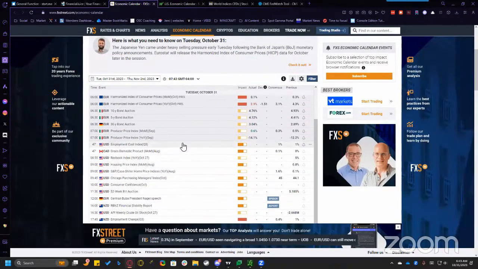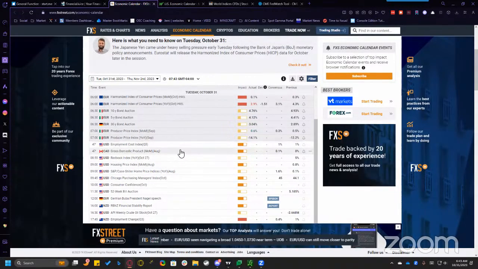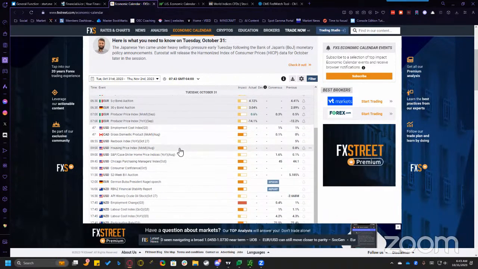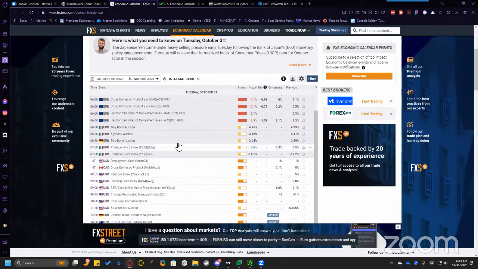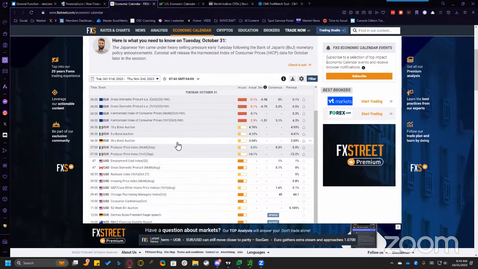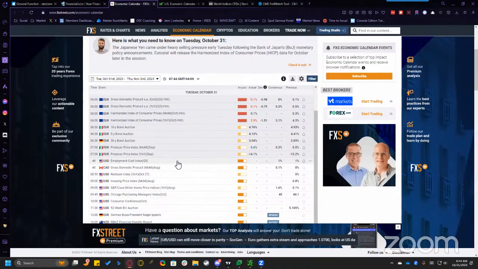Here's the projected impact of the various economic events today. And as you can see, there's a lot of them scattered all over the place. And it started earlier this morning in Europe.